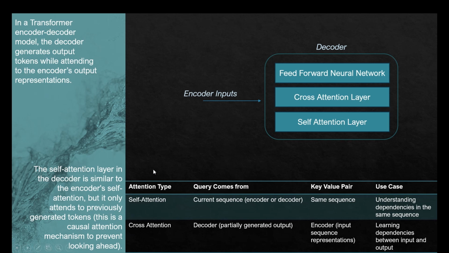So let's understand why we need this. Self-attention, we already know, understands the relationship between different words of the same sequence, of the same input. But cross-attention calculates the relevance and dependencies between input and output. And it does so because in cross-attention, the key-value pair comes from the encoder inputs.